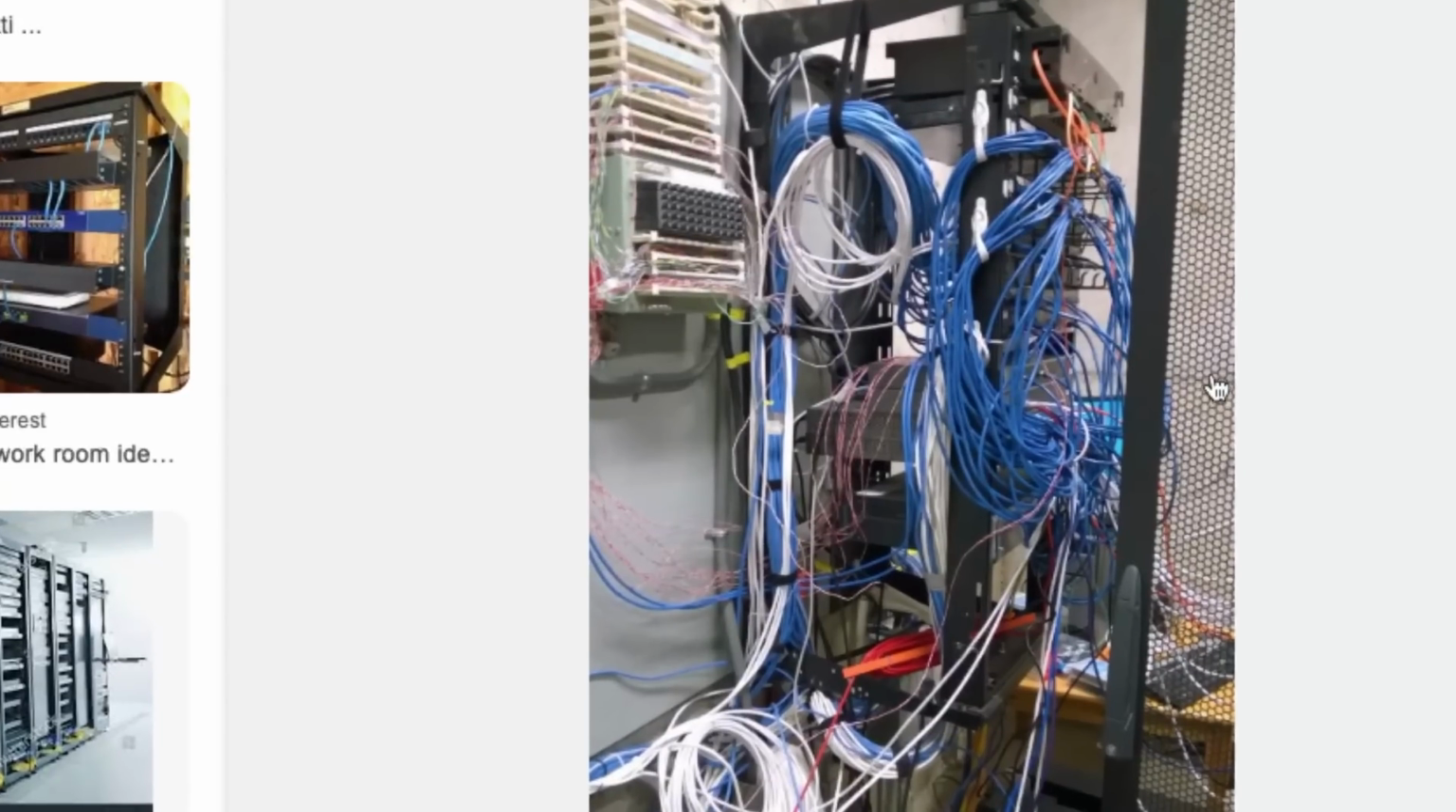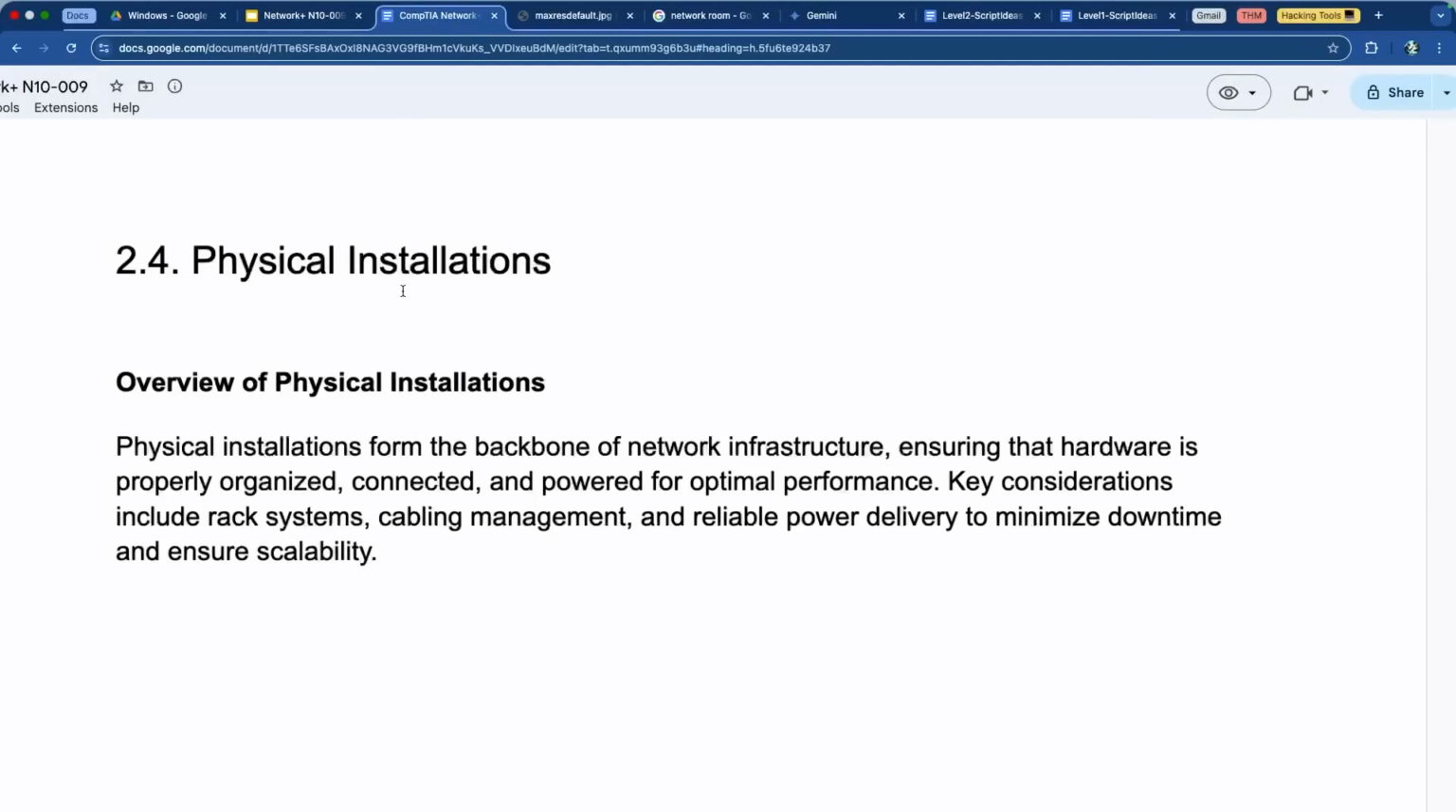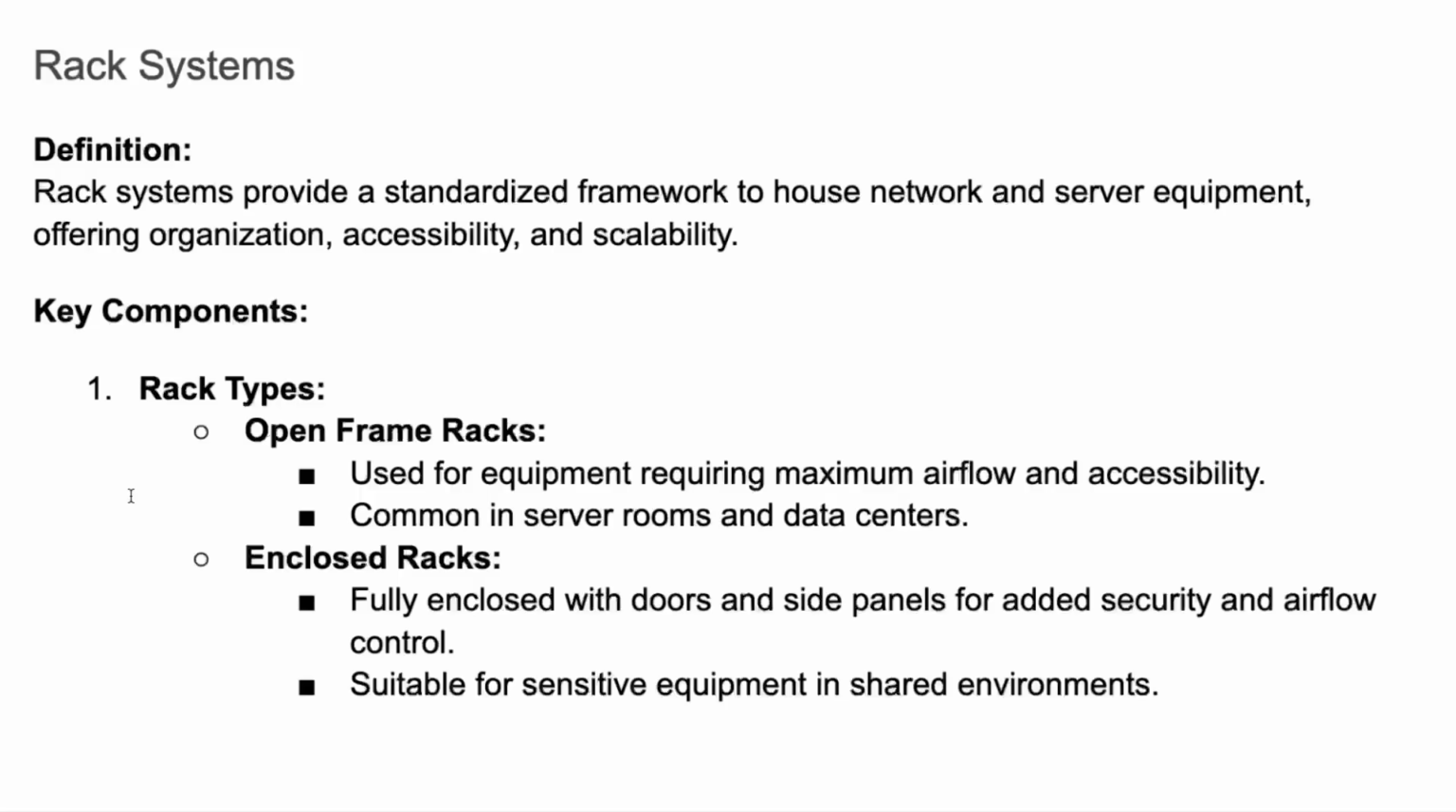Look at this. So this all has to do with what? Physical installations of the network. So let's go into all of the different elements to make sure that your physical installation is beautiful. A rack system is the skeleton of the whole thing, right?